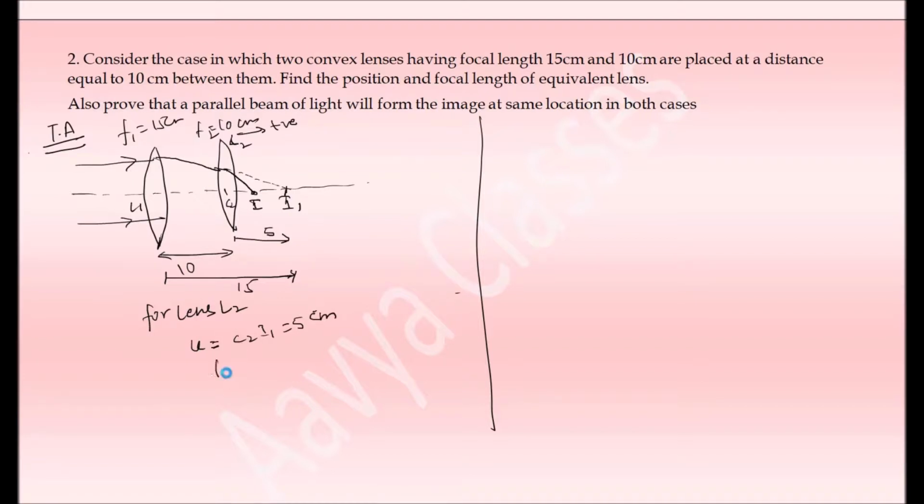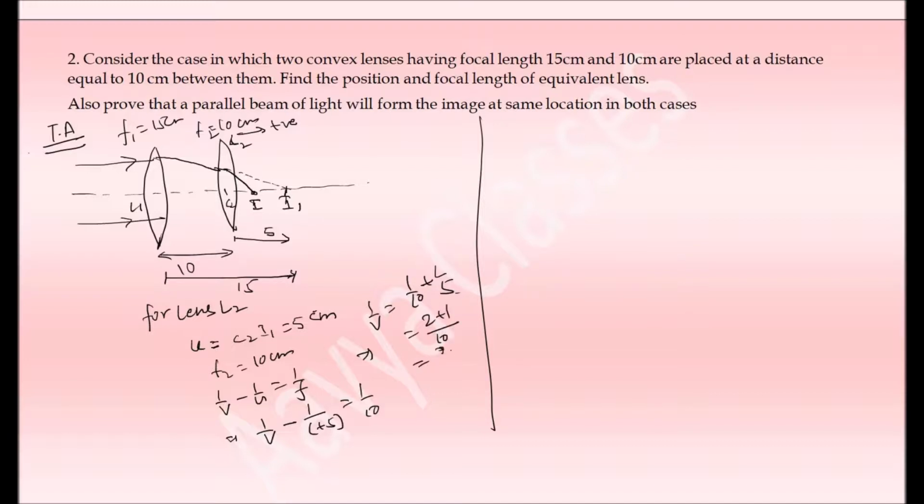It will come with a positive sign. Again, the focal length F2 is equal to 10 centimeter, so we will apply the formula 1 by V minus 1 by U is equal to 1 by F. So 1 by V minus 1 by U comes with positive sign, so plus 5 is equal to 1 by 10. If we solve it, we get 1 by V is equal to 1 by 10 plus 1 by 5, that is 2 plus 1 divided by 10, which is equal to 3 by 10. So V is equal to C2I is equal to 10 by 3. This is the position of the final image.